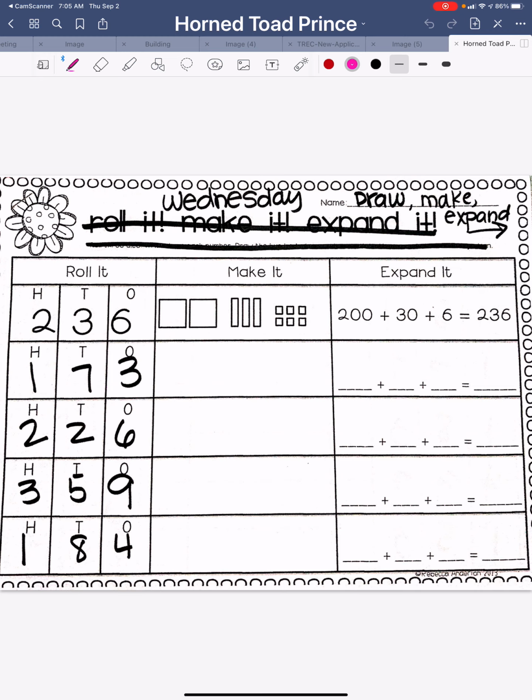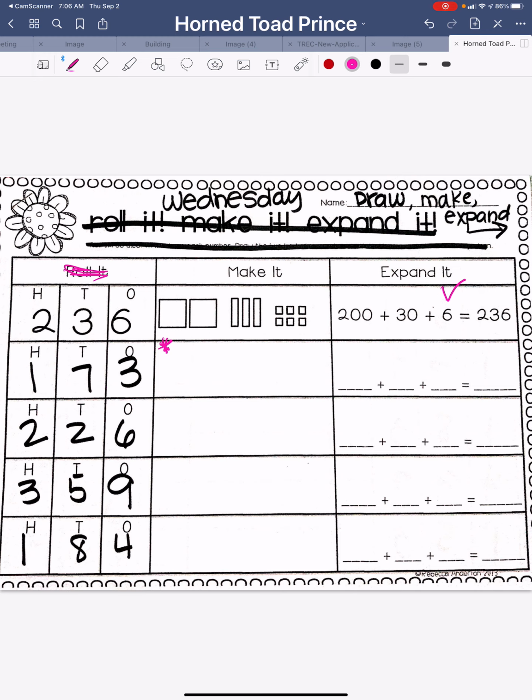I am going over yesterday's math with you because I want you to check what you did and make sure that it is correct. If it is correct, put a check mark. If it's not, just put a star beside it and then write the correct answer. Okay, so here it says roll it, but we don't have dice, so I just filled the numbers in for you. So right here you see that the number's 236.